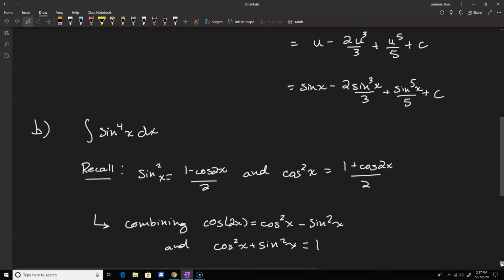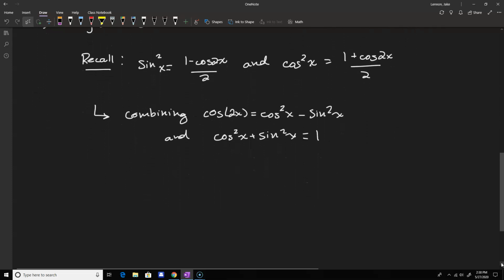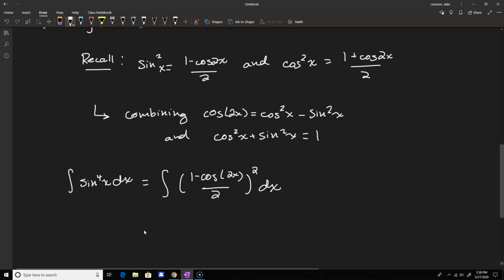And that will allow us to integrate. So a little bit of work, but we'll see how that works in a second. So the integral of sine to the fourth x dx, using the identity above, is going to be (1 minus cosine of 2x over 2) squared, because it's sine squared squared. And then we can go ahead and expand that just using algebra.